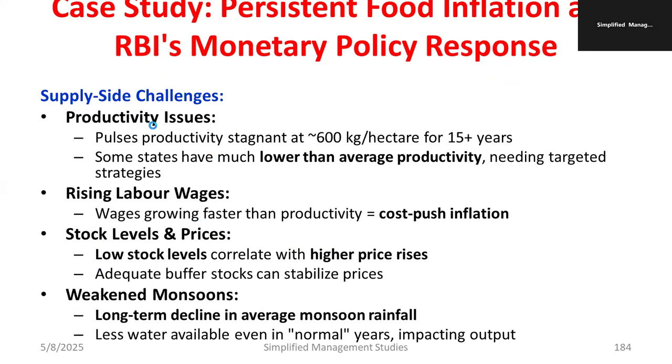What are the supply side challenges? First one is the productivity issue. Second one is rising labor wages. Third one is stock levels and price levels. Ultimately, weak monsoons and weather changes, which are not in our hands.